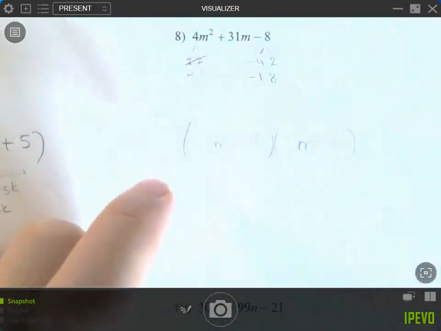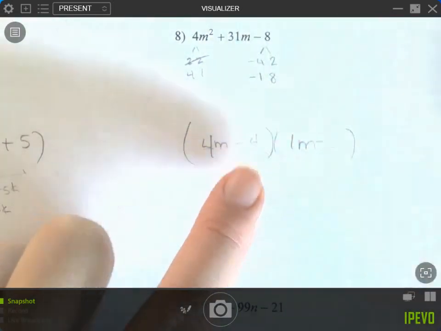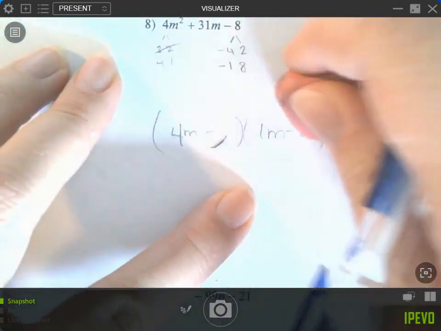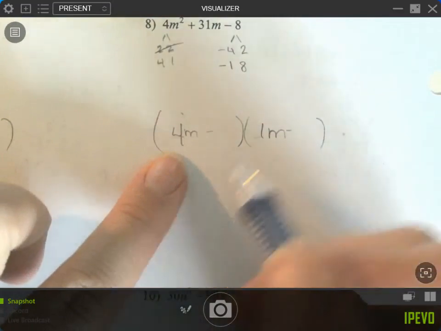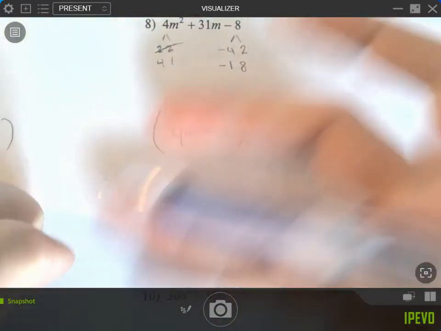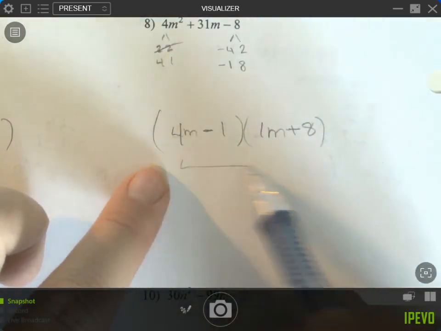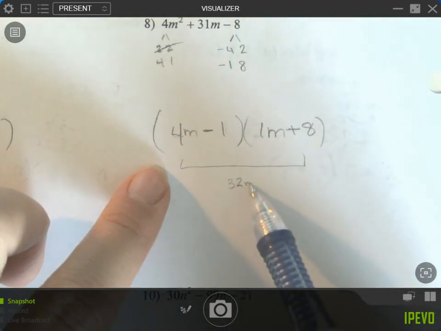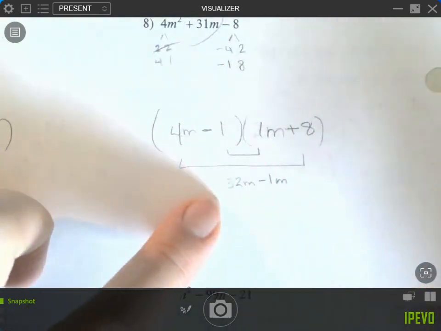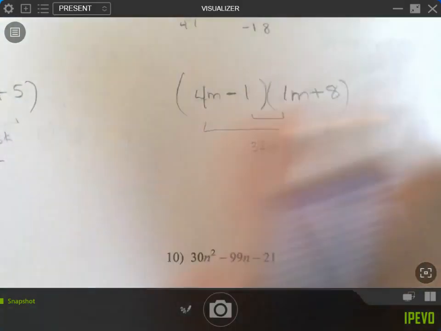And I'm going to try 4 and 1. Now, can I use the 4 and 2 here? So when we are looking at this, I can't use the 4 and 2 because there's a 4 here. When I go to do the 1 and 8, I'm going to use the 1 here, not the 8, and the 8 over here. So if you understand what I'm talking about, not having a common factor, it cuts down some of your tries. This outside is a positive 32m, and this inside is a negative 1m. There is my 31m.